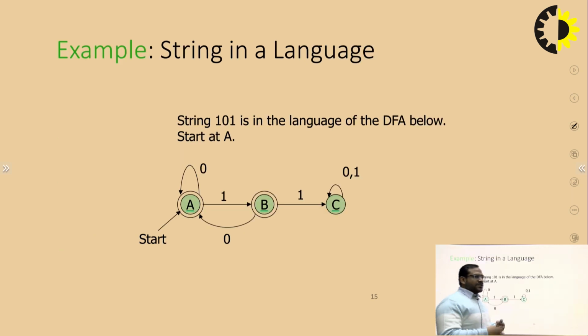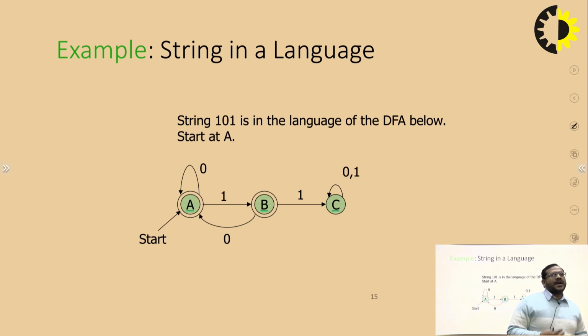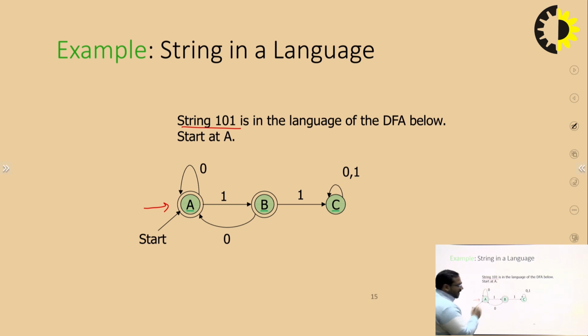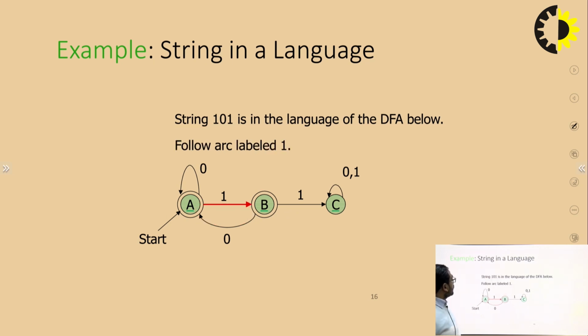Now let's understand some examples. How can we design a finite automaton? The first example you can see here: the string 101 is in the language of the DFA below, starting at A. A is the initial state. You have to design an automaton which accepts the string 101. Suppose I give the string 101. You can see traveling here 1, 0 and 1. After completing the path, you reach the final state, which means that string is accepted by that machine. Got my point?